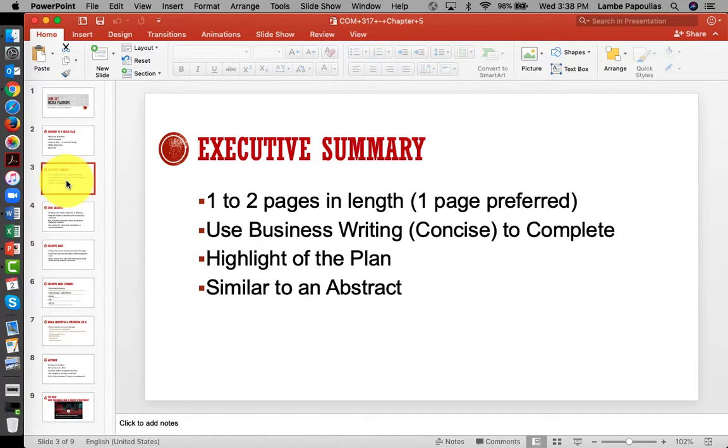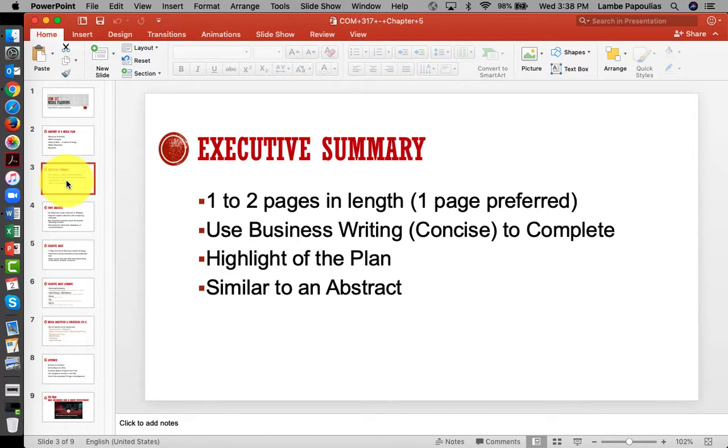And it goes over your executive summary first, which talks about it being 1 to 2 pages in length. Usually 1 page is preferred. And you need to make sure to use business writing. Write in concise and complete sentences. So you want to get as much information as you can, but you want to make sure you are concise. An executive summary is like an abstract of a paper or a book. The executive summary is going to tell you what everything is about in your media plan.